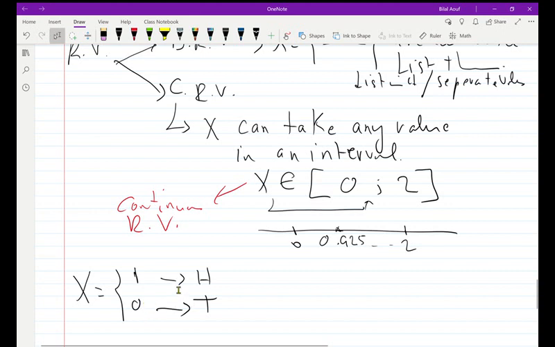On the other hand, for the continuous random variable, it's impossible to count all the values in the interval. For example, I have interval 0, 2. Is it possible to count all the values between 0 and 2? Of course not. Therefore, it's a continuous random variable.